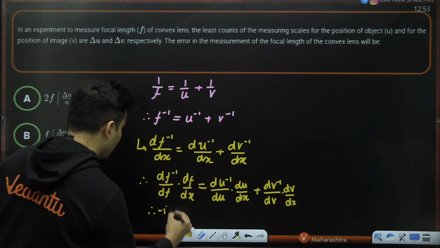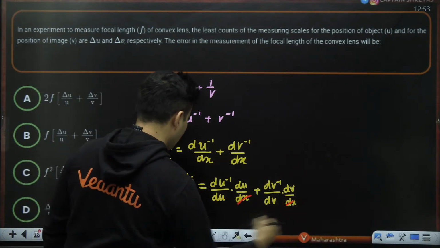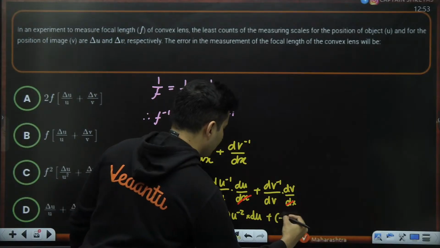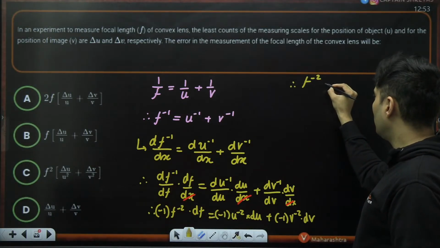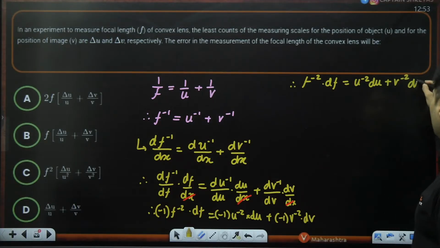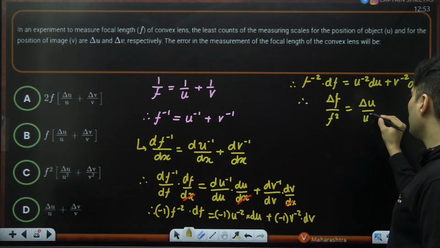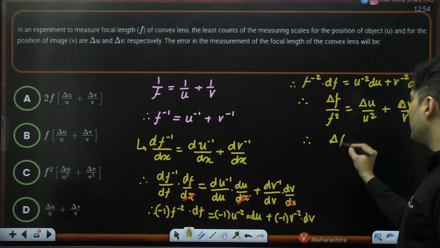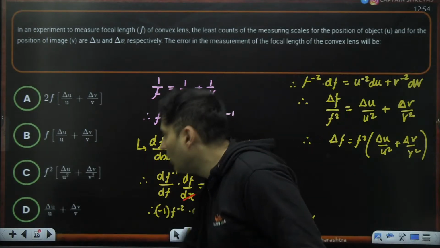This one's derivative will be minus 1 into f raised to minus 2, and df will be there. From everywhere, can you see dx, dx and dx will cancel out, is equal to minus 1 again u raised to minus 2 into du plus minus 1 again v raised to minus 2 into dv. Minus 1 cancels. So f raised to minus 2 df is equal to u raised to minus 2 du plus v raised to minus 2 dv. So df is like delta f, f raised to minus 2 is like f square, this is delta u, this is like u square, and this is like delta v over v square. Take f square on the other side. So delta f will be f square times delta u by u square plus delta v by v square. So that is the option, which is option C.